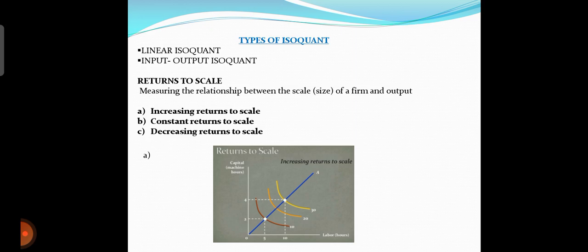Coming to decreasing returns to scale, output less than doubles when all inputs are doubled. Decreasing efficiency with large size, reduction of entrepreneurial abilities, isoquants become further apart. It is a measuring relationship between the scale of a firm and output. You can see the related graphs.